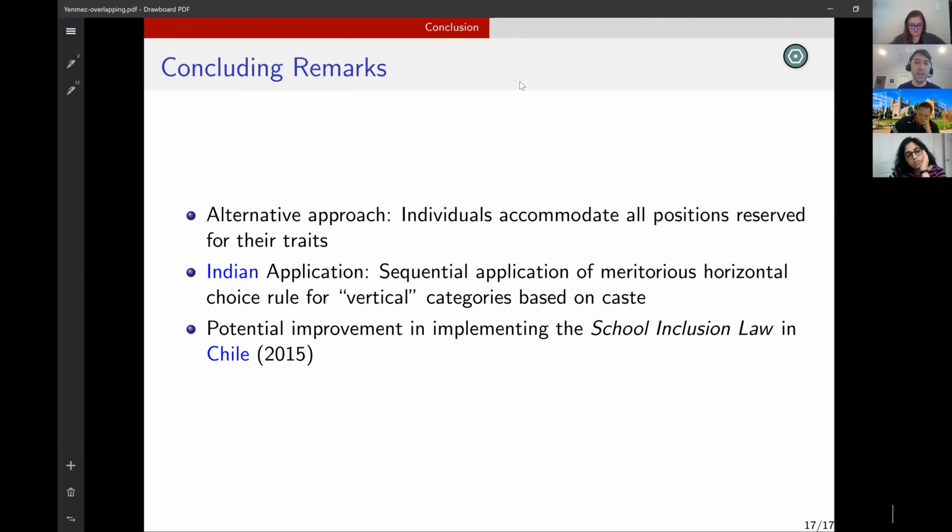And finally, in the paper, we look at the potential improvement in implementing the school inclusion law of Chile, which was passed in 2015. K through 12 assignment in Chile is centralized, and they have reservation policies. The paper that I told you about in the beginning talks about the implementation of these reservation policies in Chile. We believe that there could be improvements to the Chilean implementation by using our meritorious horizontal choice rule. And that's it.